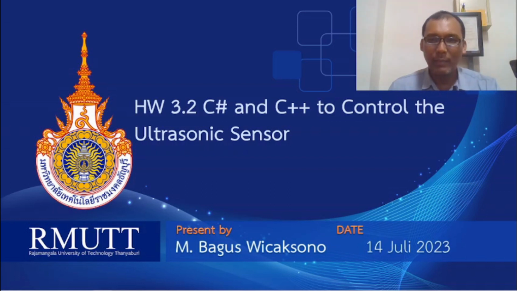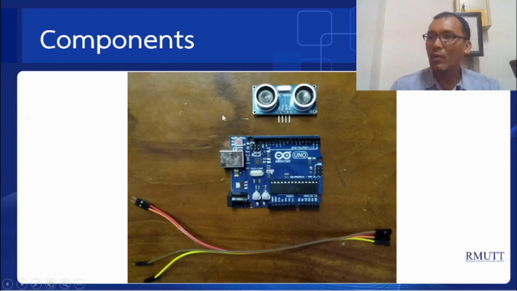Hello everyone, I am Martinus Bagus Wicaksono and today I'm gonna share my homework explanation about C# and C++ programming to control the ultrasonic sensors. For the components that I use, this is the ultrasonic sensor HC-SR04, and for the controller I use Arduino Uno. And for the wire, I use some jumper wire here to connect the sensor to the controller.